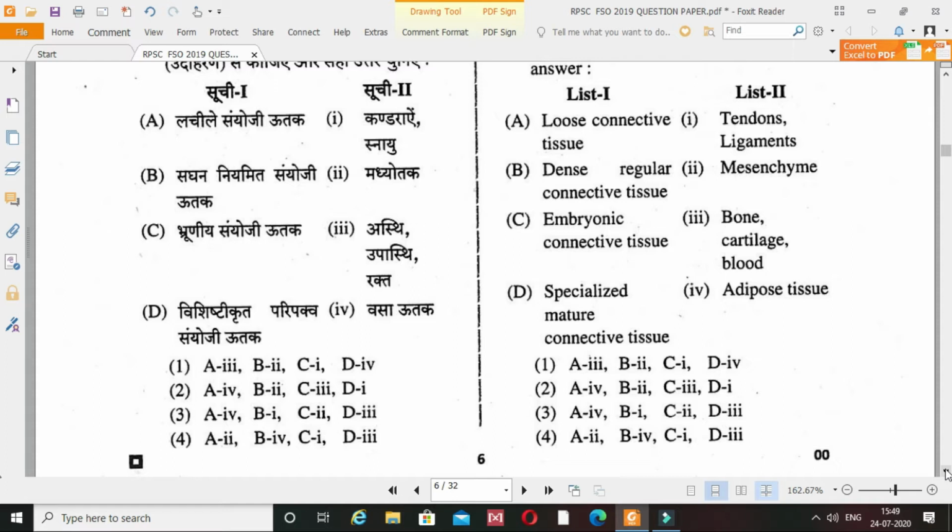Which is the answer? Here the answer is 3. A. Loose connective tissue, adipose tissue. B. Dense regular connective tissue, tendons, ligaments. C. Embryonic connective tissue, mesenchyme. And the last one, D. Specialized mature connective tissue, bone, cartilage and blood.